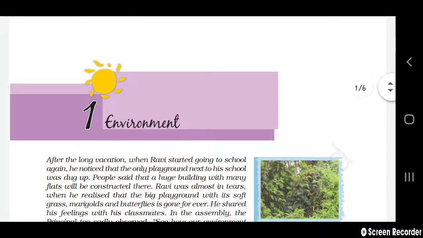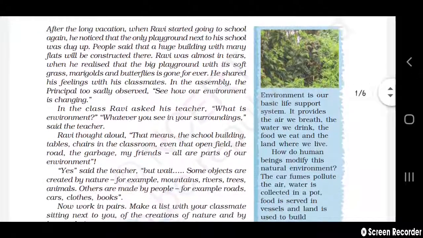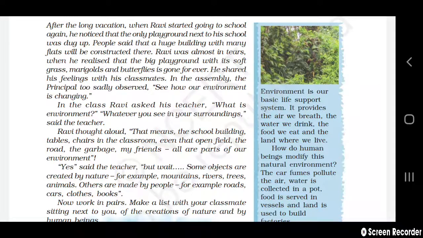So today I'm going to explain the 7th standard CBSE first chapter, Our Environment. An example has been taken: after the long summer vacation, when Ravi started going to school, he noticed that the only playground next to his school was dug up. People said a huge building would be built there, and they would start the construction of flats.